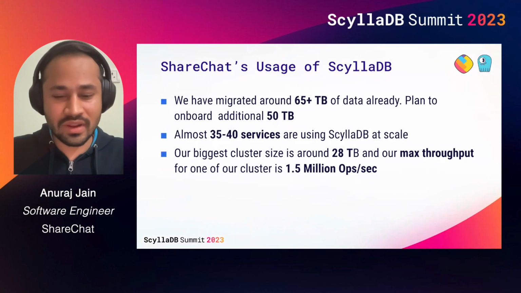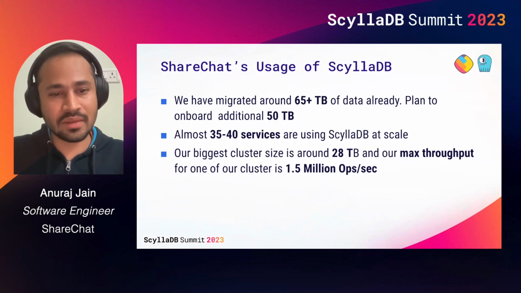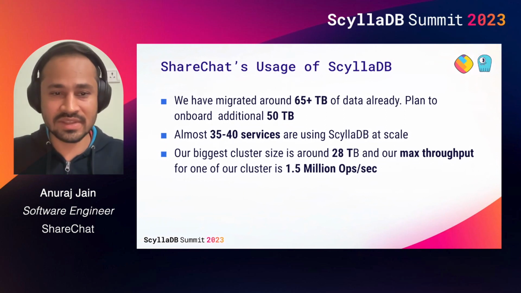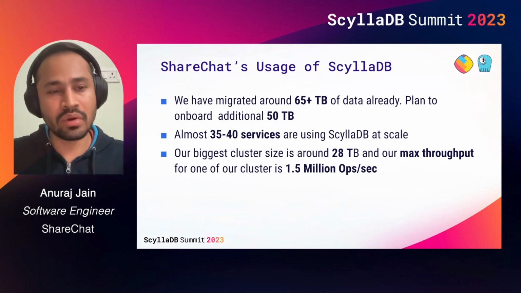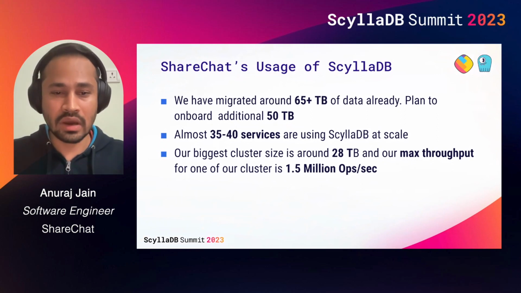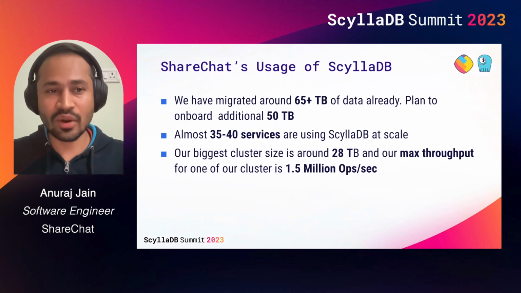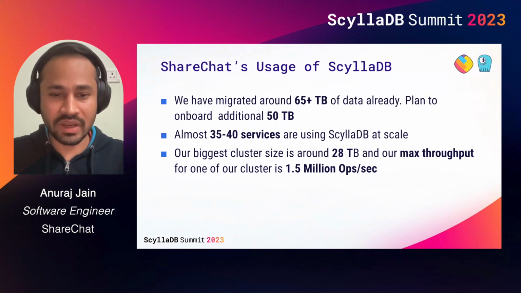Cool. Now I want to discuss a bit on ShareChat's usage of ScyllaDB, how we are using ScyllaDB, and at what scale. Till now we have already migrated 65 TB of data from our existing databases to ScyllaDB, and we plan to onboard 50 more TBs of data. Around 35 to 40 services at scale are using ScyllaDB in the ShareChat ecosystem. Currently, our biggest cluster size is around 28 TBs, and our max throughput for one of the clusters is around 1.5 million ops per second. So this is the scale that we are currently operating ScyllaDB at.